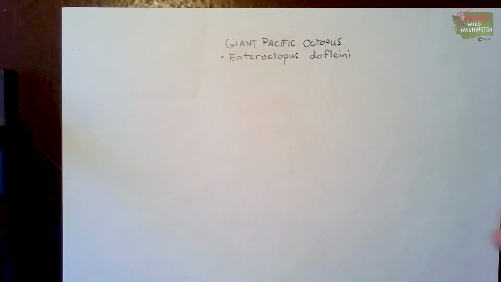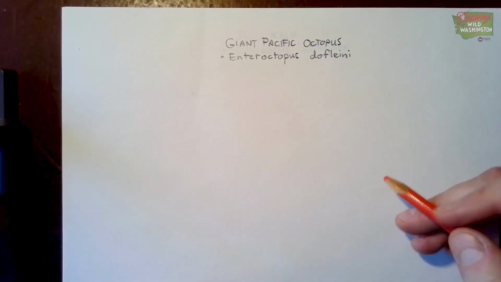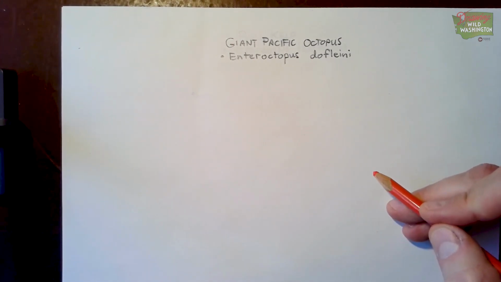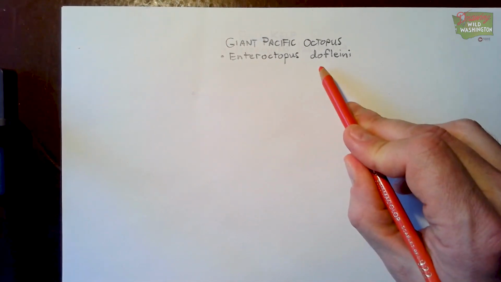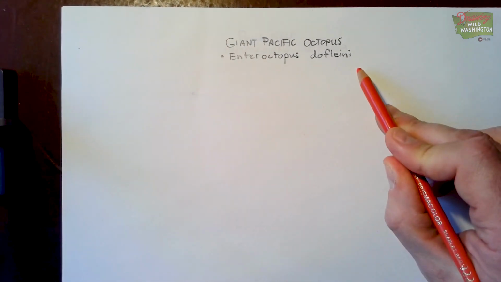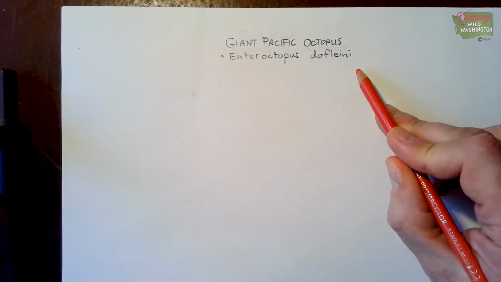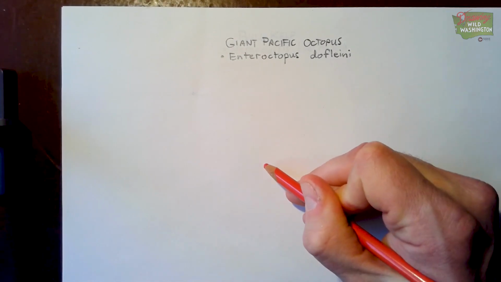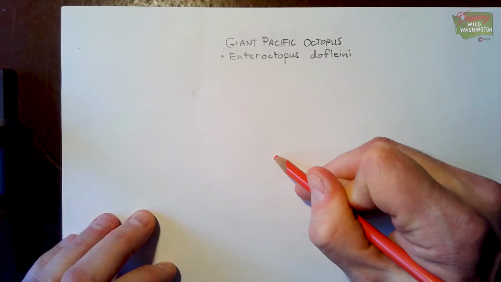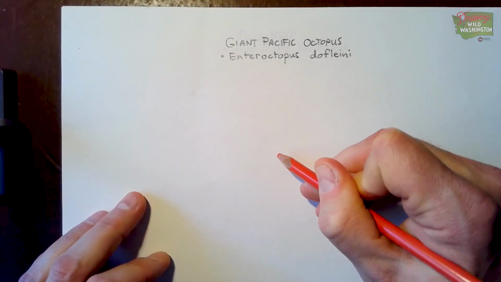So I'm going to start with the Giant Pacific Octopus. We're going to start with our light colored pencils and do some shape drawing, underlying geometry, if you will. The Latin name is Enteroctopus dofleini, just so you know. This is the largest octopus species in the world, so give yourself plenty of room on your paper. And we're going to start with its body.